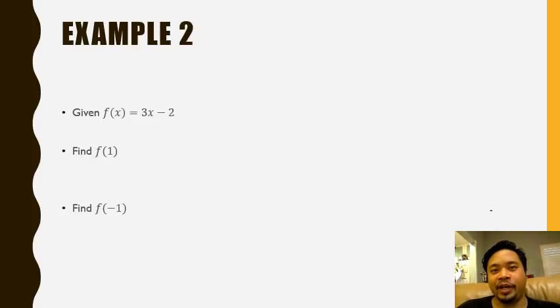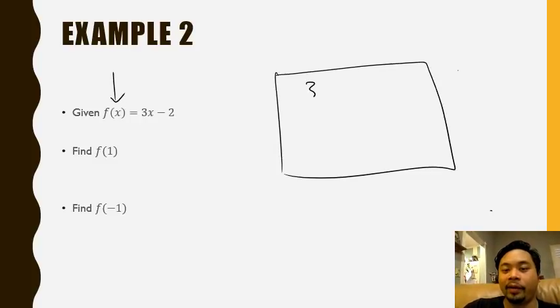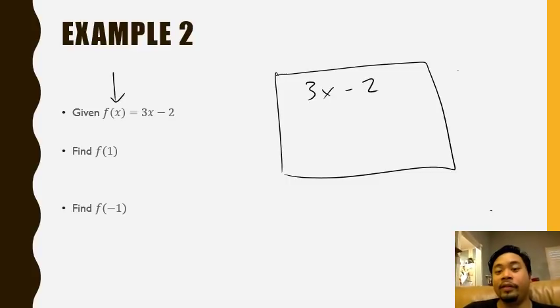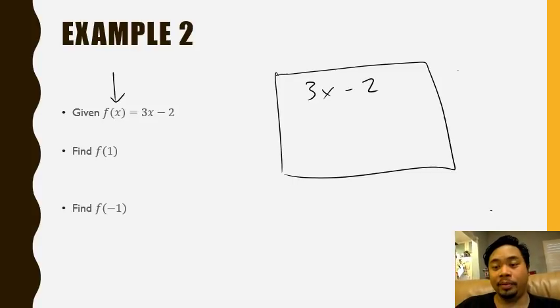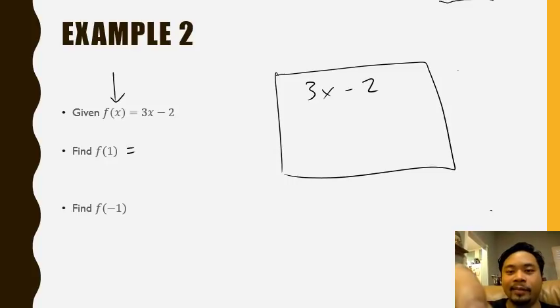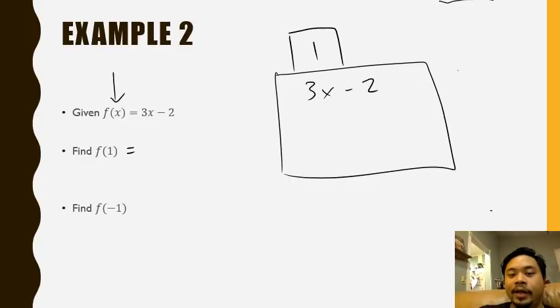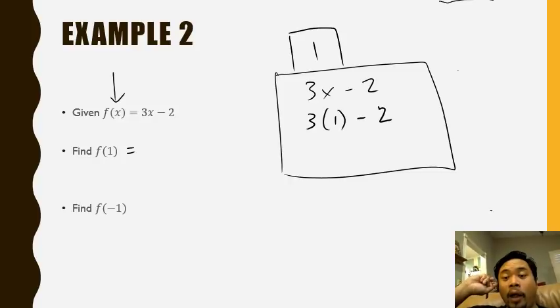The only thing that I'm changing here is the numbers. So I still have f of x, which means that my function machine is going to be described by this 3x minus 2. Whatever I input into this machine, I'm going to change that x to make sure that it goes through the machine and gives me an output. The first input that I'm looking at is a positive 1. So f of 1 means that I'm plugging 1 into my machine. Now I'm going to replace every x that I see with a 1. And now all I have to do is simplify.